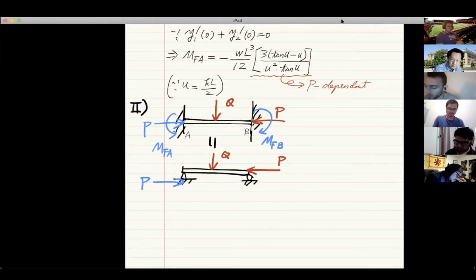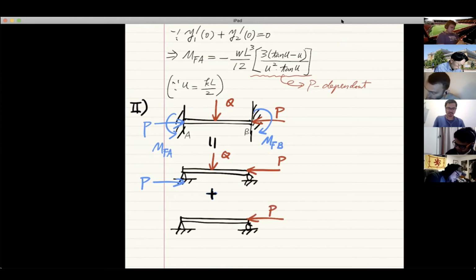In this case, we already know the answer, plus this one. We have axial force P, reaction P here, and MFA and MFB. Like this.